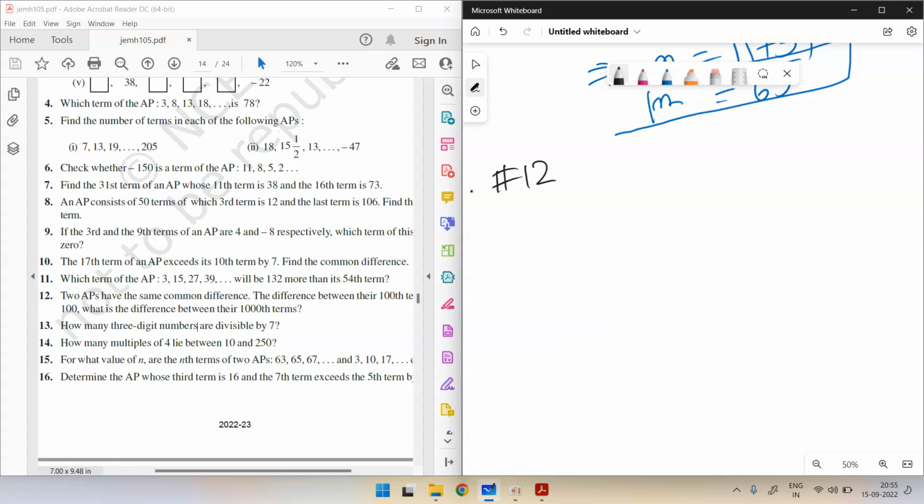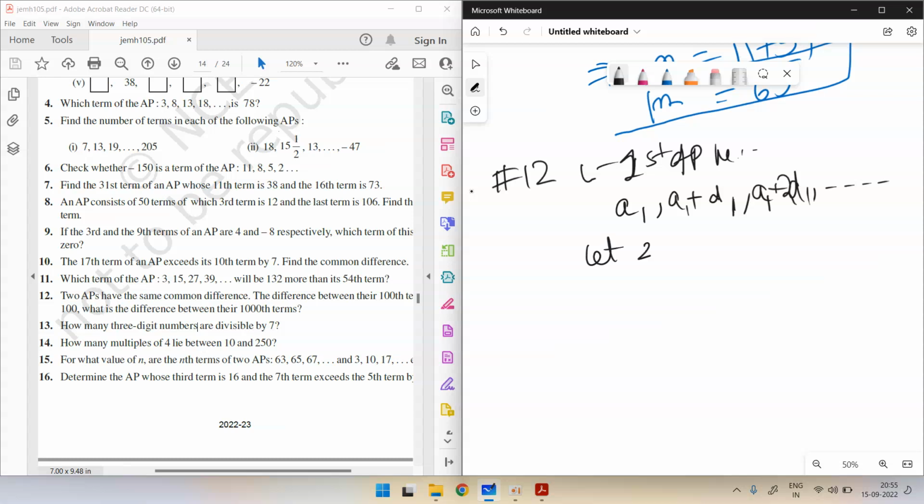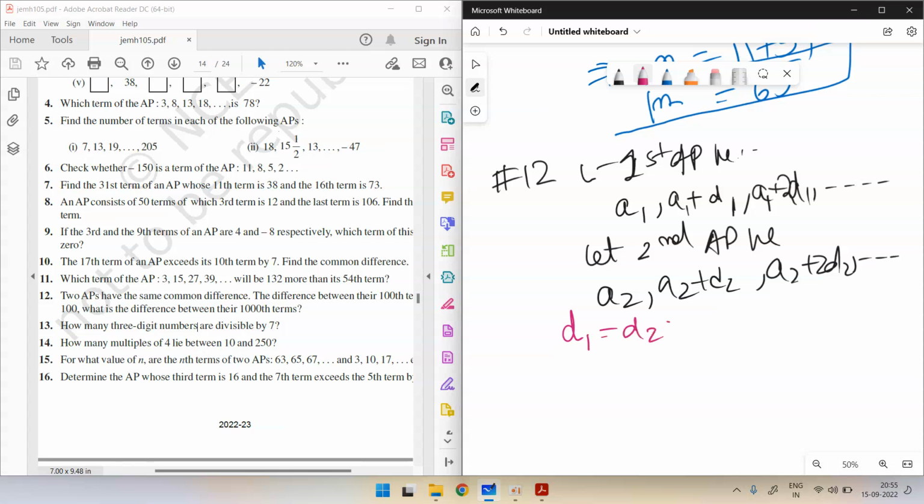Let my first AP be A1, A1 plus D1, A1 plus 2D1, and so on. And let my second AP be A2, A2 plus D2, A2 plus 2D2, and so on. It is given that the common differences are the same, which implies D1 equals D2 equals d. The first term of the first AP is A1 and of the second AP is A2.